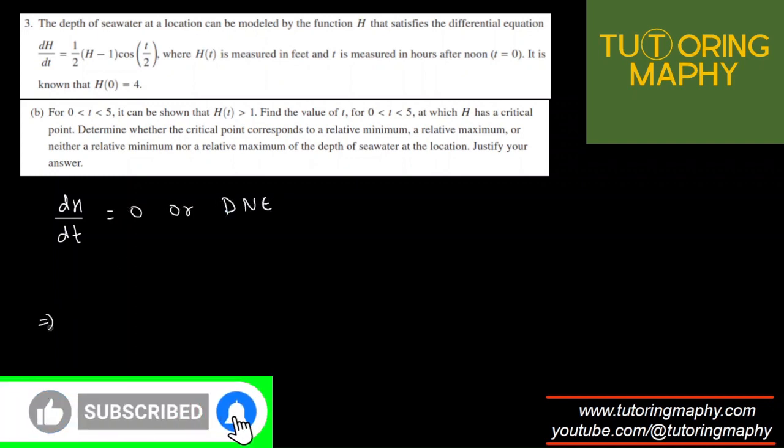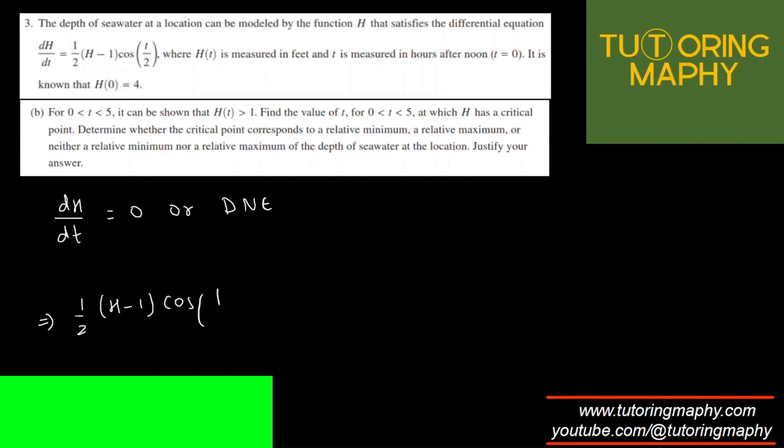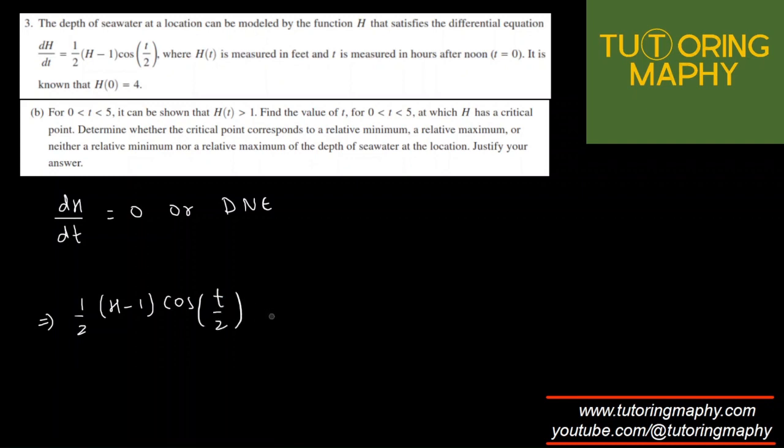What is dh/dt? Fortunately, that's already given to us in the question. It's 1/2 (h minus 1) cos(t/2). And don't you think it can never be undefined? Had there been something in the denominator, I would have set the denominator to 0, or had this been tan or something, it would have been undefined. But we know that h minus 1 can never be undefined. Cos(t/2) can never be undefined, because cos is always between -1 and 1.